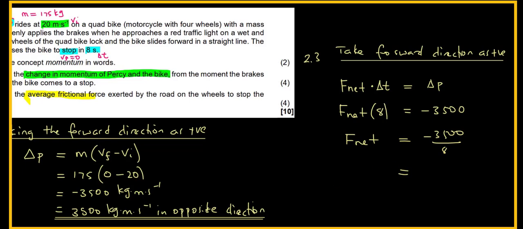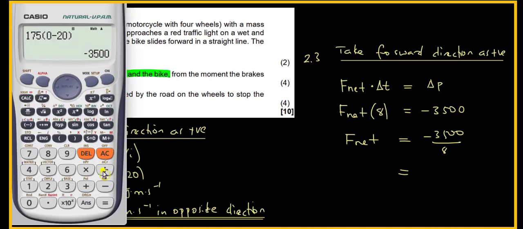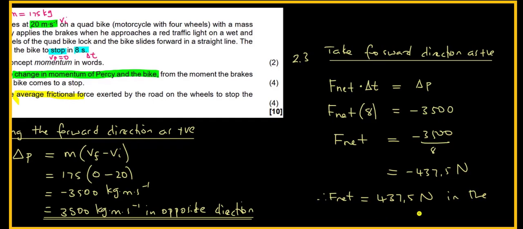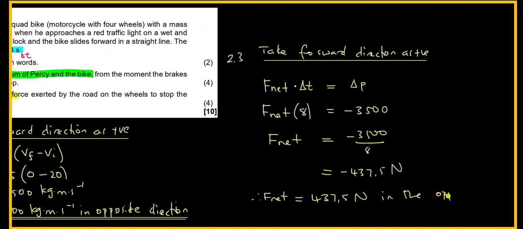That will give us, let's see, so I simply divide this by 8. I get 437.5 newtons. This is a force, right? Therefore, the F net is actually equal to 437.5 newtons in the opposite direction, since my answer here is negative.